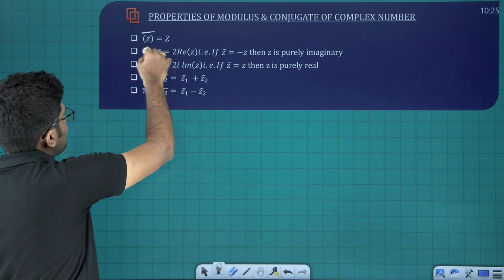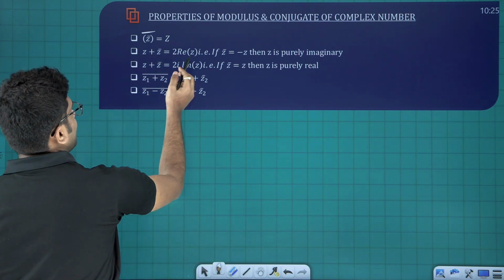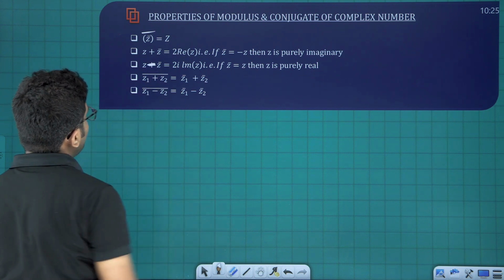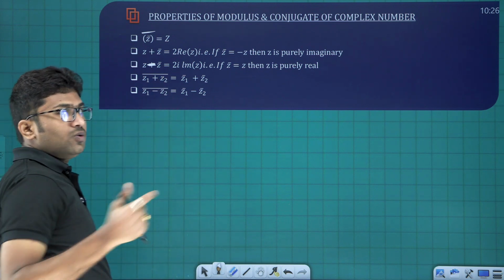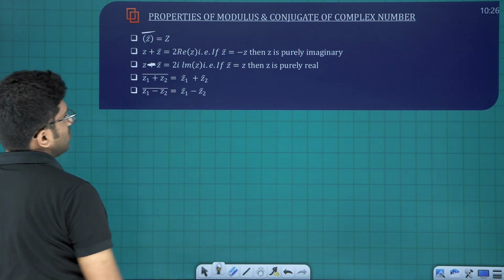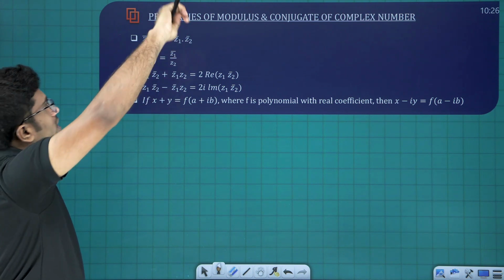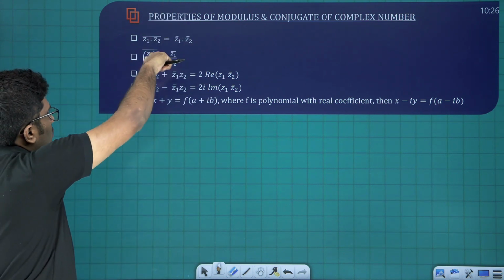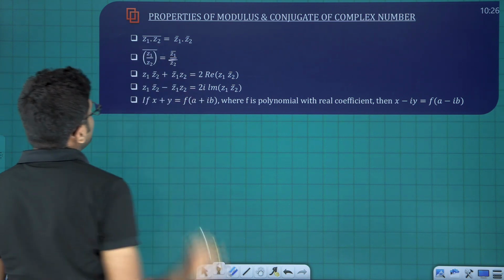When you add z plus z bar, a complex number and its conjugate, you get twice the real part of z. z minus z bar will be 2i times the imaginary part of z. Conjugate of z1 plus z2 is conjugate of z1 plus conjugate of z2. Conjugate of z1 minus z2 is conjugate z1 minus conjugate z2. Next, conjugate of z1 into z2 will be conjugate of z1 into conjugate of z2. Conjugate of z1 by z2 whole is equal to z1 bar divided by z2 bar.